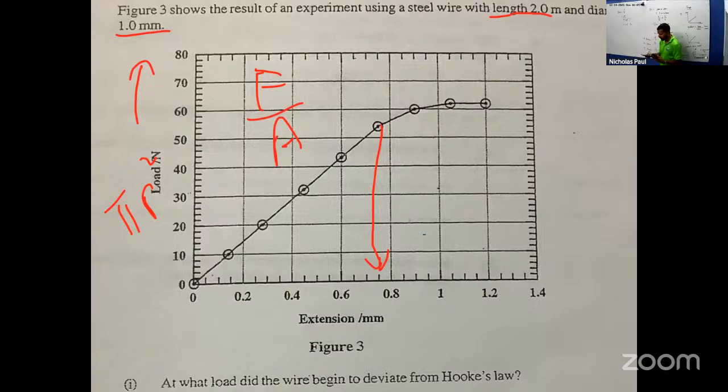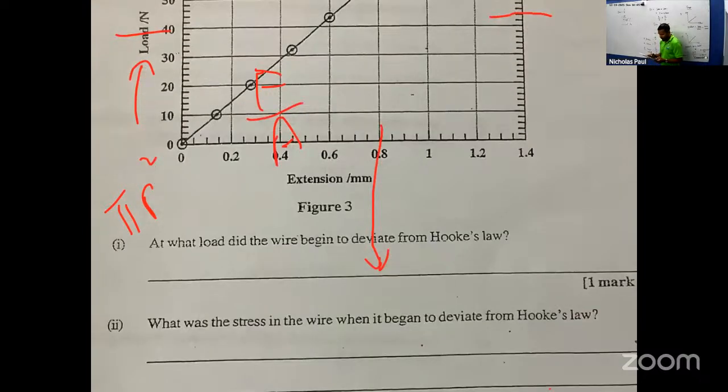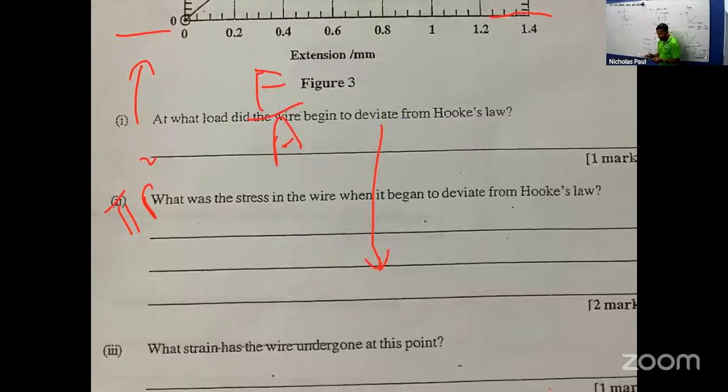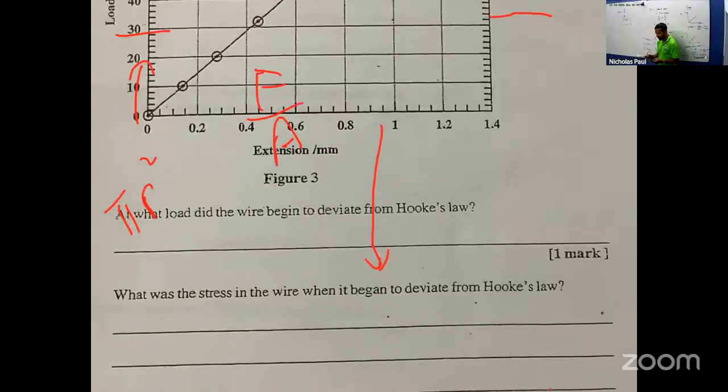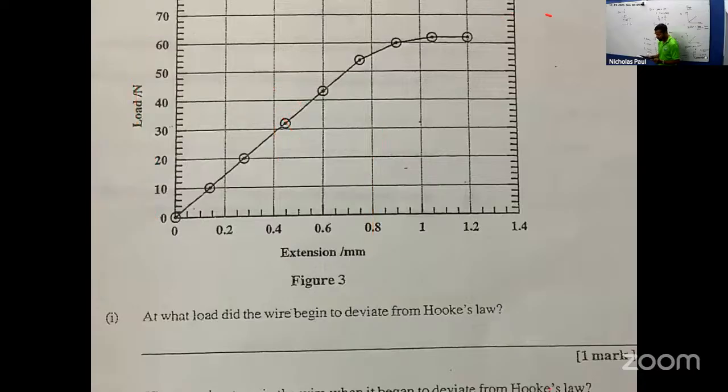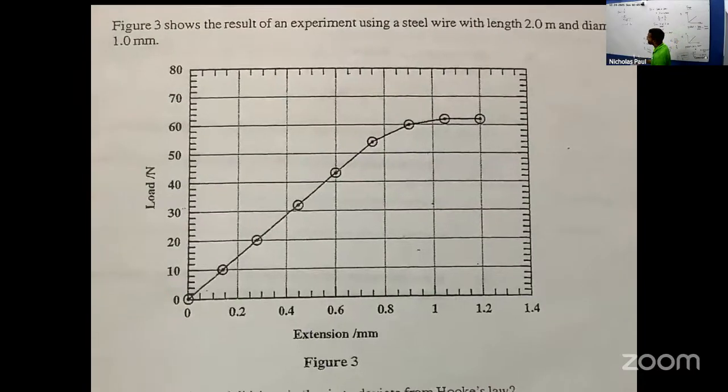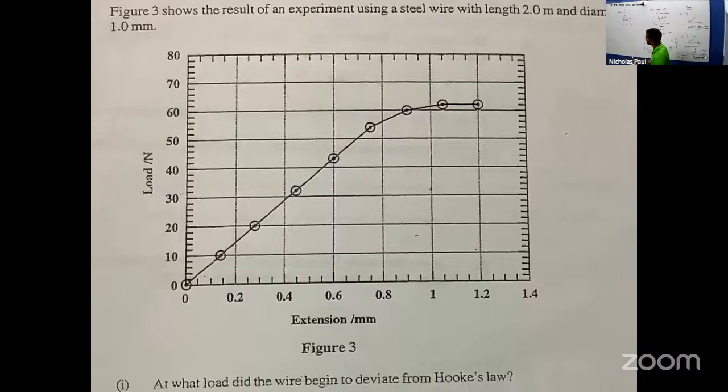Next part. They would like you to find the strain that the wire undergoes at that point. Find the strain now. Remember, it's a ratio, so it's okay if you're in millimeters, but both must be in the same unit. If the first one is in meters, the second has to be in meters too. Find your strain now.